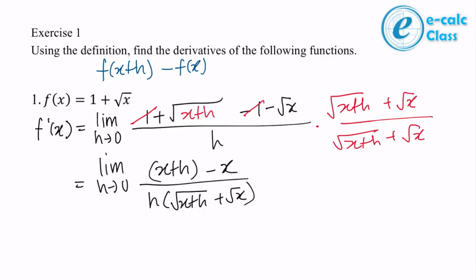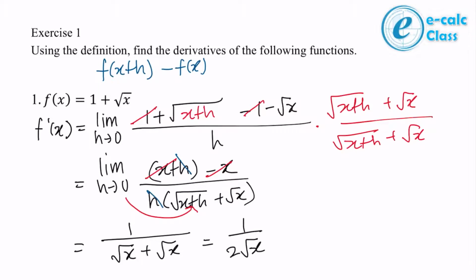And now this x and x can cancel out each other. This h and h can also cancel out each other. So at the end of the day, actually you can sub in your h already, right? Because you will not get over 0 at the bottom. Just sub in 0. On top, it will just be a 1 over square root of x plus square root of x, which is 1 over 2 times square root of x. And this is it. This is the derivative of this function.